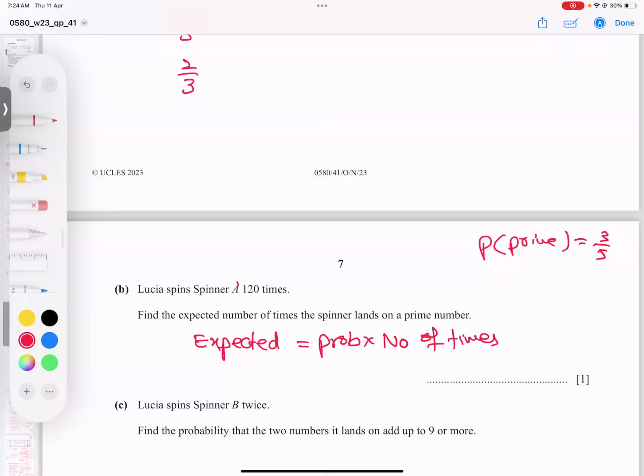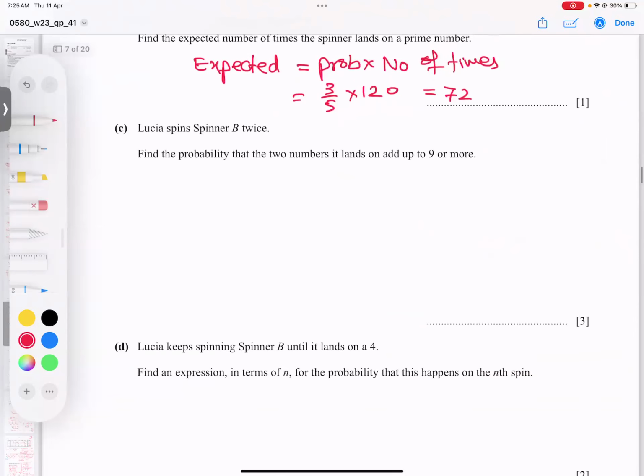Now have a look at what he's talking about: the spinner lands on a prime number, and the prime probability is 3 by 5. So the probability is 3 out of 5, but how many times is he spinning? He's spinning 120 times. So just multiply the number of times from here. So 3 over 5 times 120, if you calculate it in the calculator, 72 is our answer. So let's go for next.